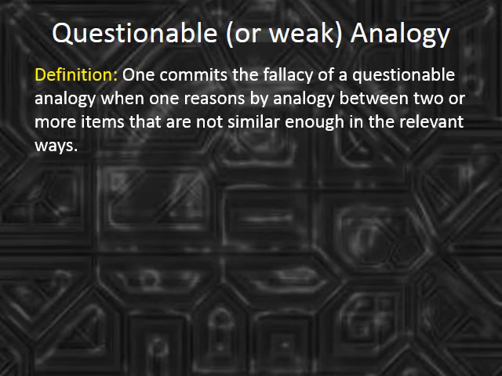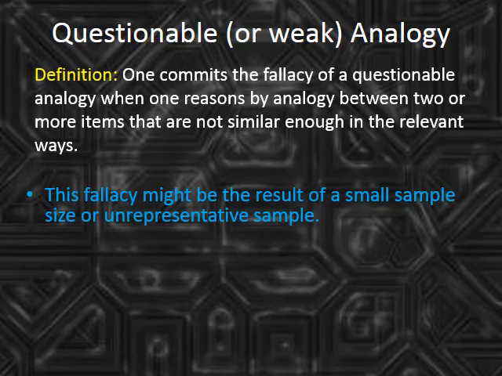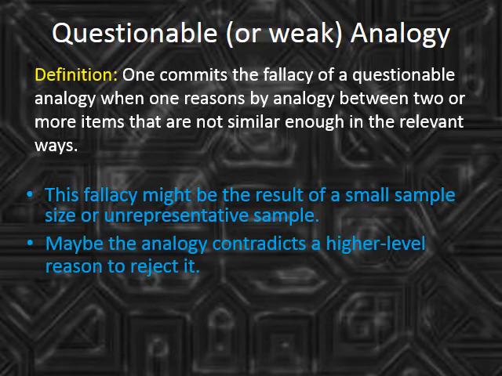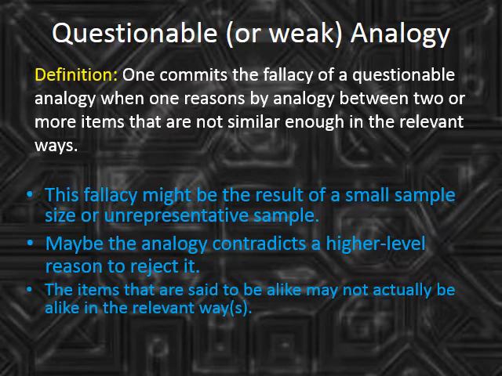Reasoning by analogy is incredibly useful. We've done so in this class numerous times already, but it can go very wrong very fast if one is comparing 2 or more things that seem similar in some respects, but are not similar in the relevant ways. There are lots of ways analogies can go wrong, and here are just a few. Too small a sample size might result in one making a bad analogy. Or again, one might use an analogy in spite of it contradicting well-established higher-level theories.